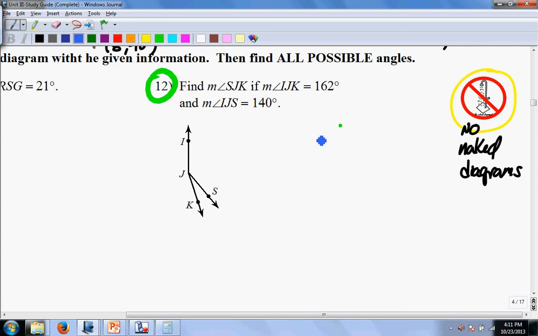I'm going to use 3 different colors. It says find the measure of SJK. So with one color, I'm going to go like this: SJK, sweep, and that's my question mark. That's what I want to find.